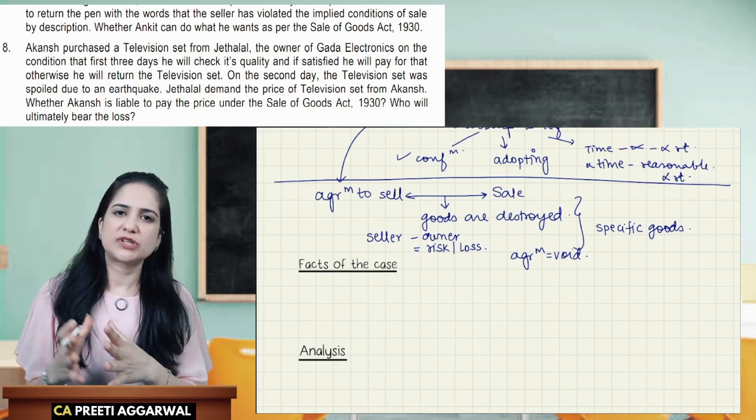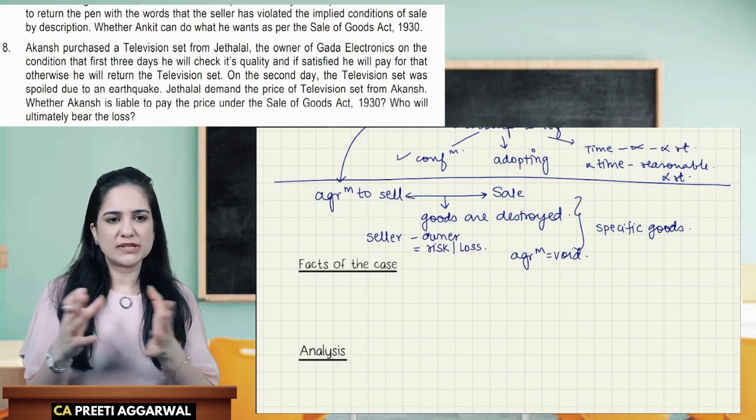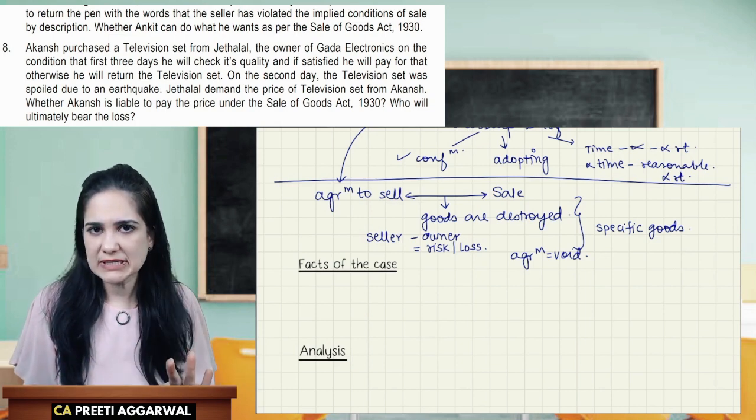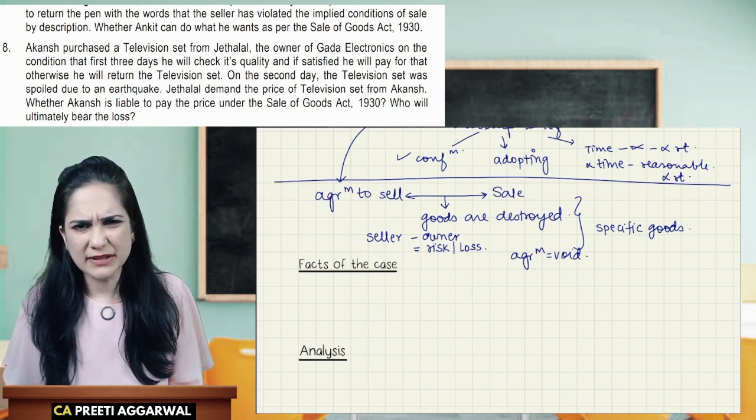So Akash purchased a television set from, what is his name? Jethalal. Yes. So he purchased a television set from Jethalal. He was given 3 days time. On the second day, the goods are destroyed in an earthquake. That's it. You need not write anything more.